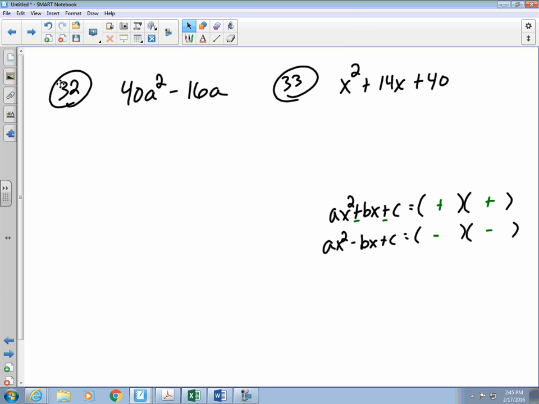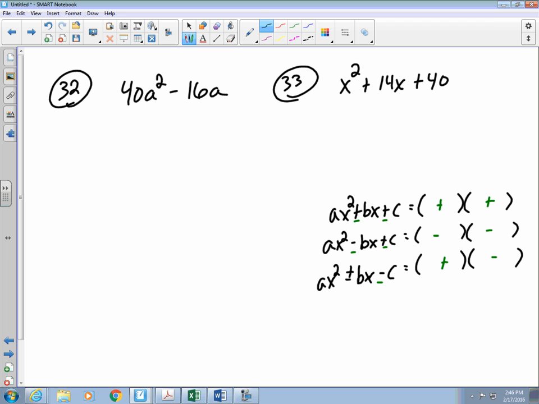And then as soon as that last term, your C, is negative, your B could be whatever it wants to be. But as soon as that right there is negative, you have plus minus. So you can continue to use those to factor, but with 33, we're going to be doing that one. So watch for those signs there about the trinomial. That tells you a lot in the factorization.